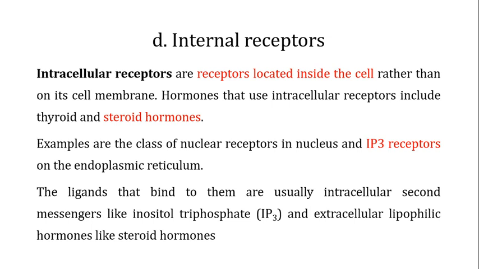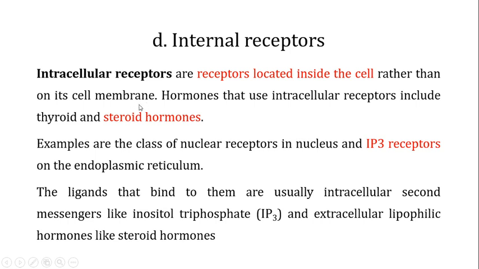Therefore, to transfer their message into the cell, they directly enter the cell and interact with the internal receptors. These internal receptors are located inside the cell. The first three types of receptors that we have seen are all located on the surface of the cell. But these internal receptors are located inside the cell. They are not present on the cell membrane.